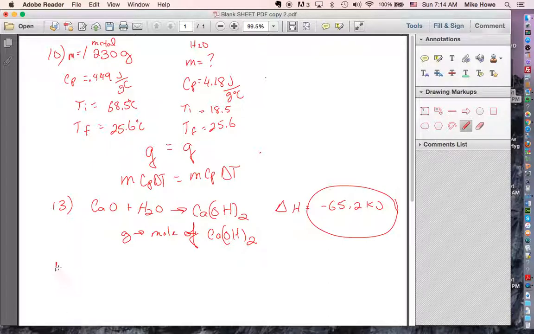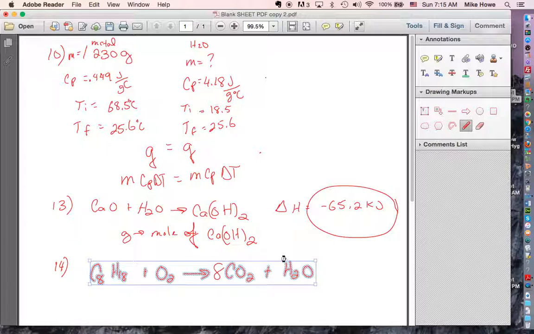Okay, so here we go with 14. In 14, we're going to burn a hydrocarbon. It's C8H18. When we burn a hydrocarbon, we combine it with oxygen. The products are always the same when you burn a hydrocarbon, CO2 and H2O. All right, so if I balance the equation, I get an 8 there. I'll have a 9 here.